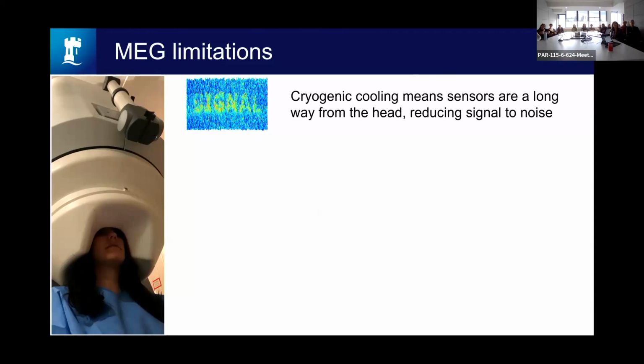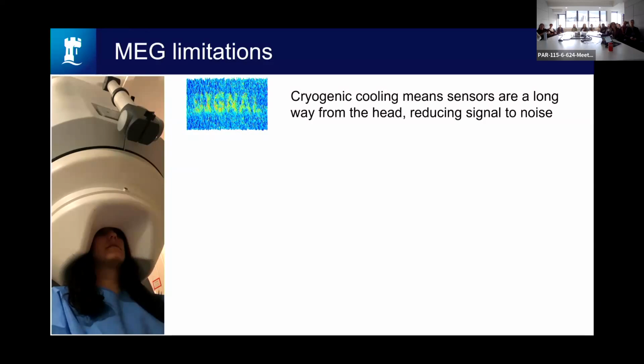So this is our conventional MEG system again. And the first thing to say is that to make it work, a conventional MEG system uses sensors called superconducting quantum interference devices, or SQUIDs.